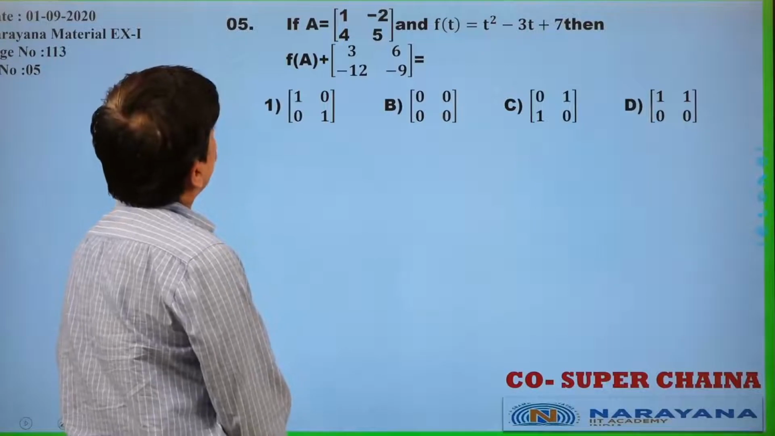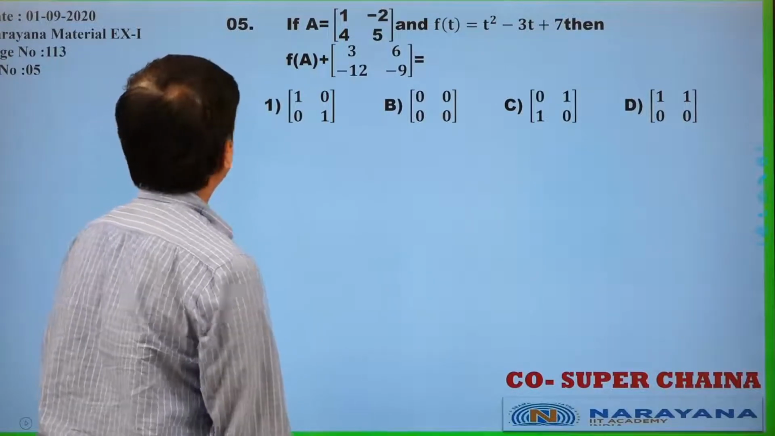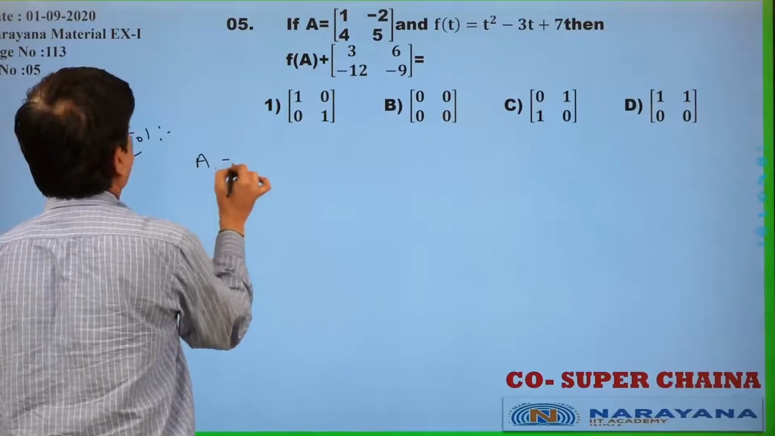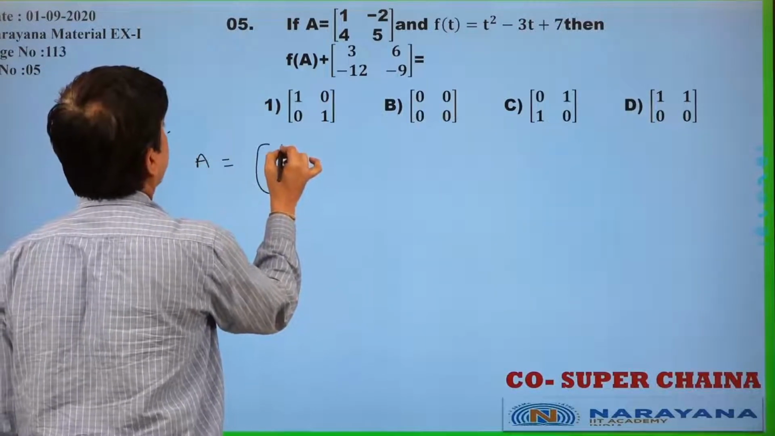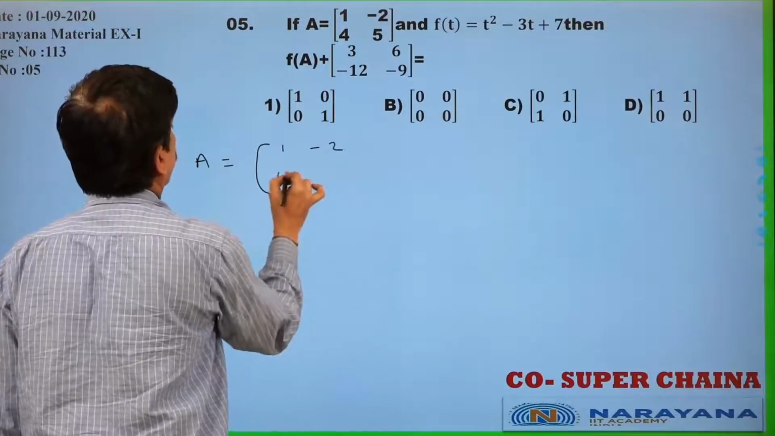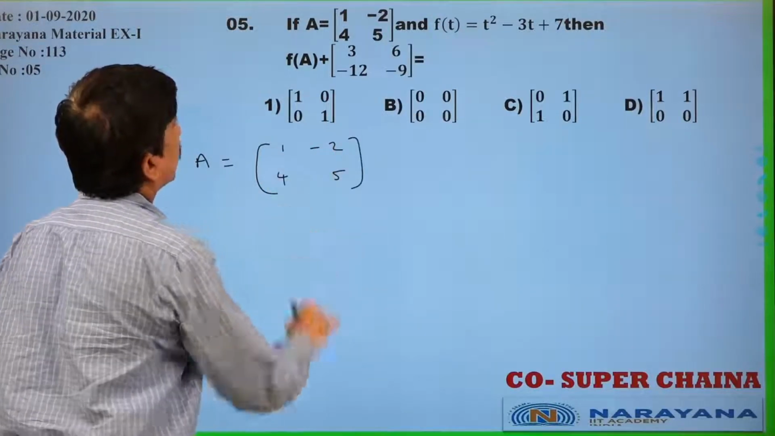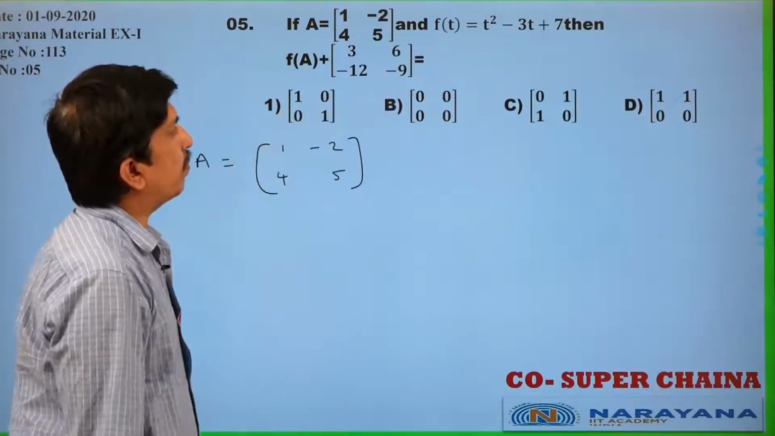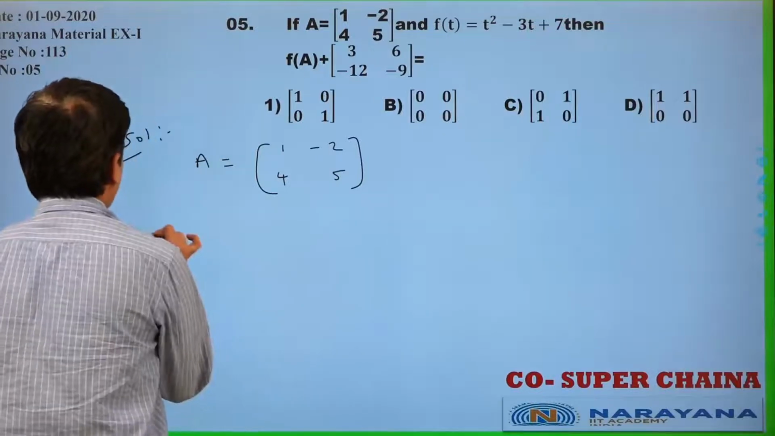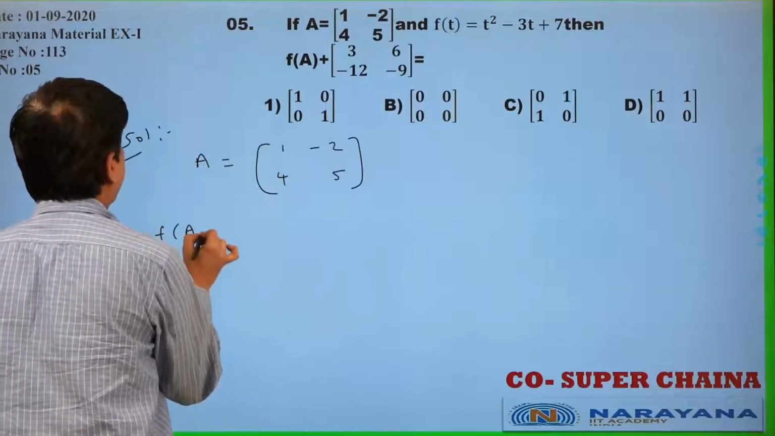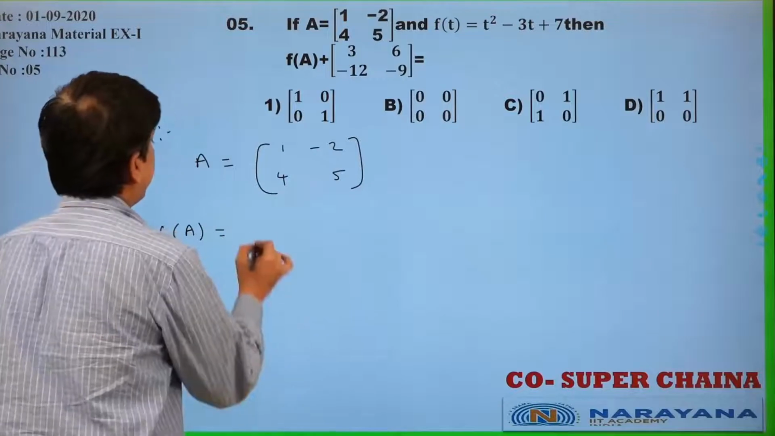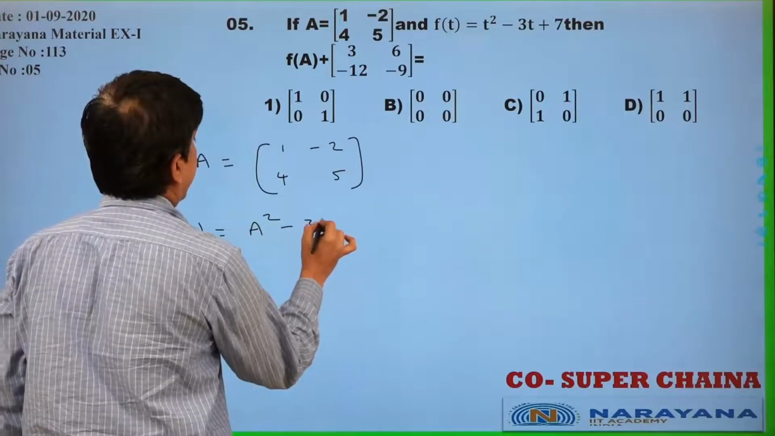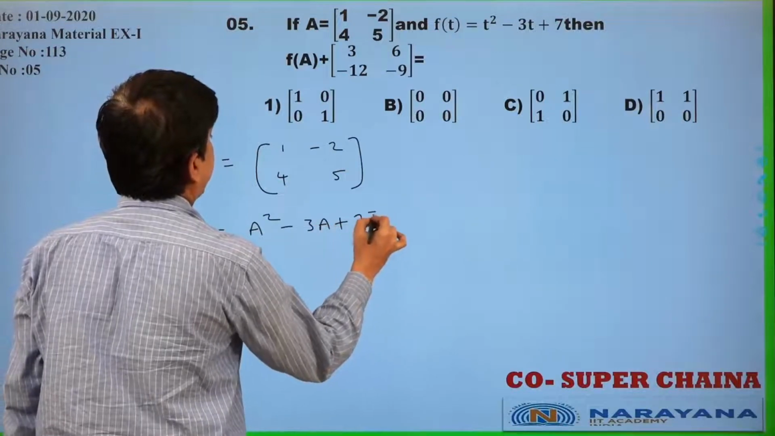Now A is equal to the 2 by 2 matrix [1, -2; 4, 5]. They are asking for f of A plus this one. f of t was given as t square minus 3t plus 7. Now f of A, what will you get? f of A is nothing but A square minus 3A plus 7I.